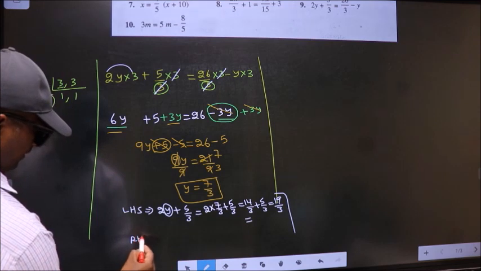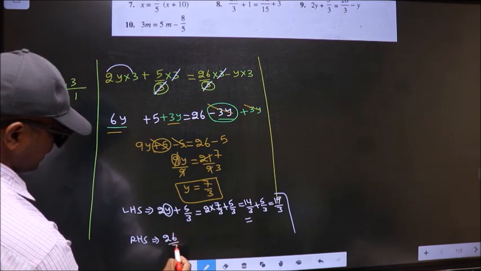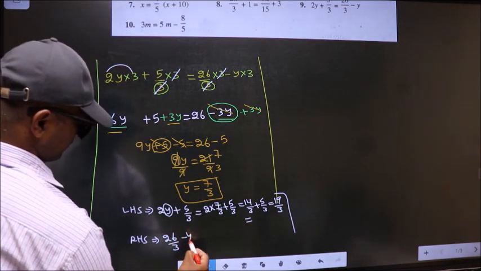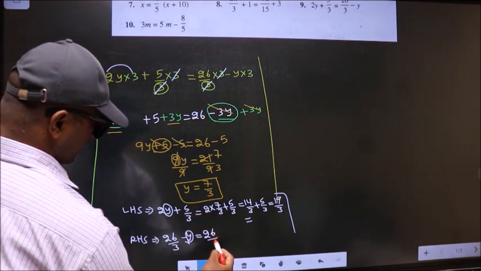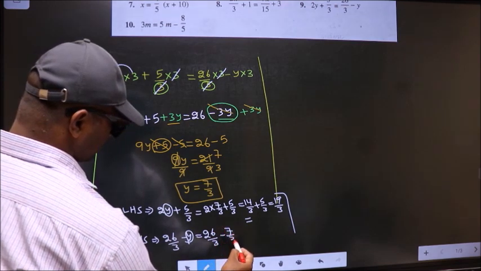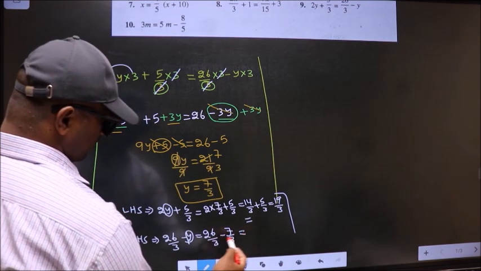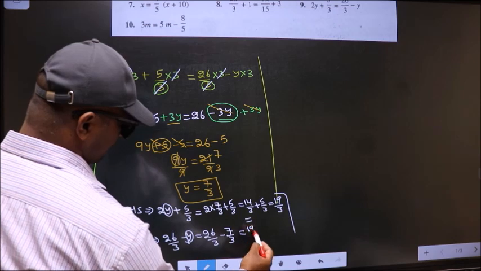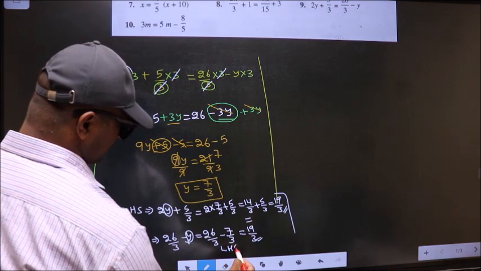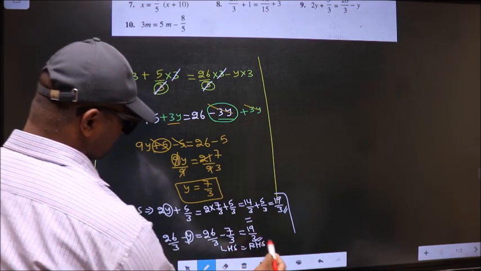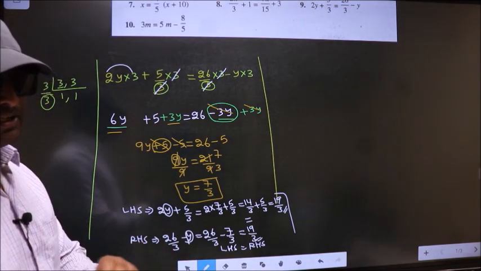Now RHS. RHS is 26 by 3 minus y equal to, now in place of y, we should write 7 by 3. So 26 by 3 minus 7 by 3. Denominators are same, so subtract the numerators. 26 minus 7, 19 by 3. We got these two same, that is LHS equal to RHS. So the answer we got is correct. Next, 10th one.